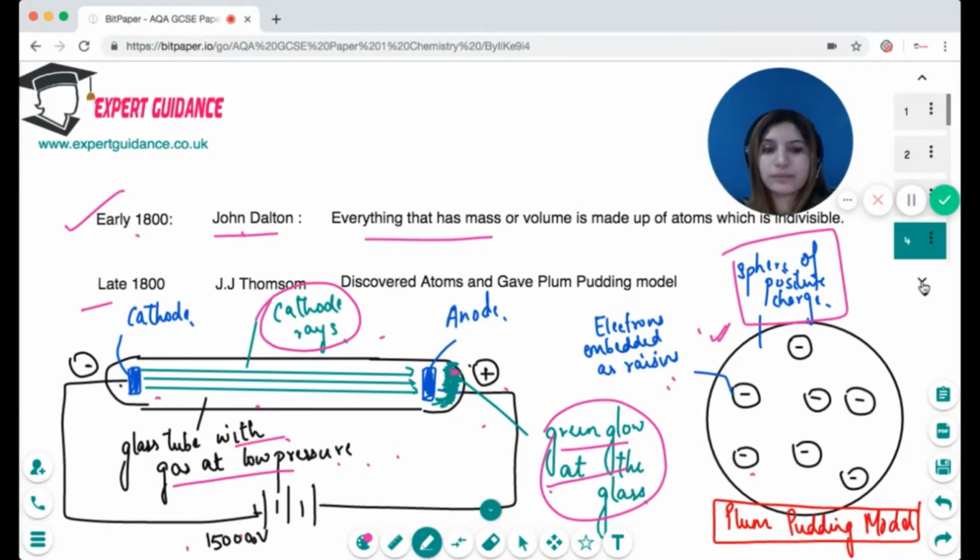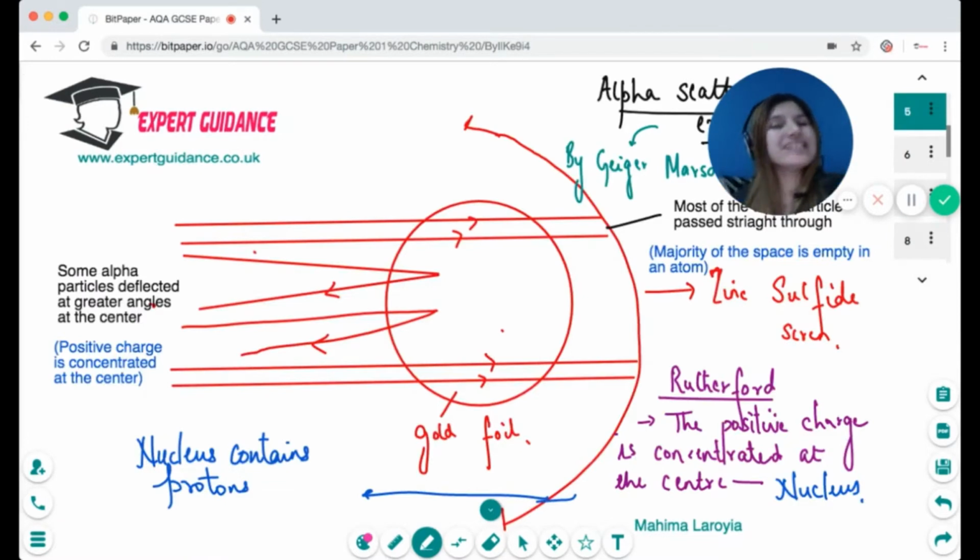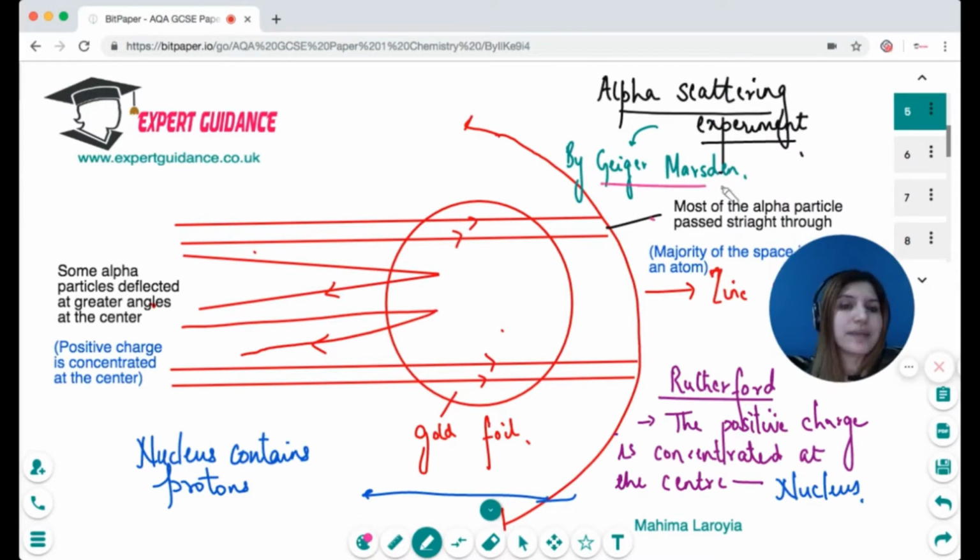Now, if this model was correct, at that time, there were other scientists called Geiger and Marsden, who were doing the alpha scattering experiment. What they did was, they took a gold foil, and on this gold foil, they bombarded alpha particles. Now, what they predicted was that if the plum pudding model is correct, then the majority of the alpha particles should pass undeflected through this gold foil and should hit the zinc sulfide screen.